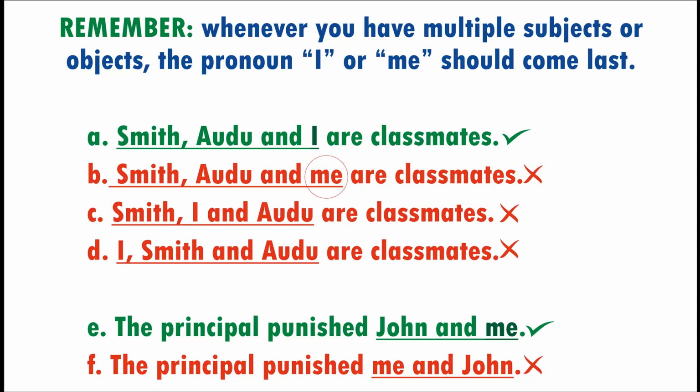In example E, the principal punished John and me. The principal punished John and me. Very correct. You should not say the principal punished me and John. Me should not come first. It should come at the end of the list. The principal punished John and me.